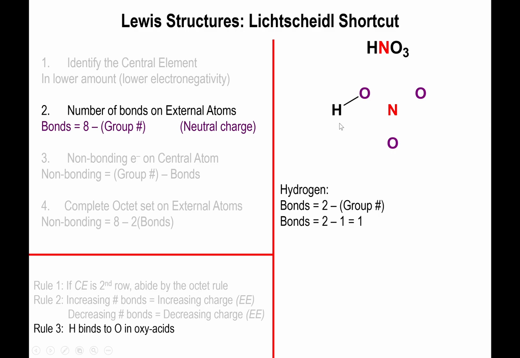Okay, but for the oxygens, the story is that we have to subtract the group number from 8. And the group number of oxygen is 6. 8 minus 6 is 2. And what this tells us is that oxygen needs to have a double bond or collectively 2 bonds present on it.